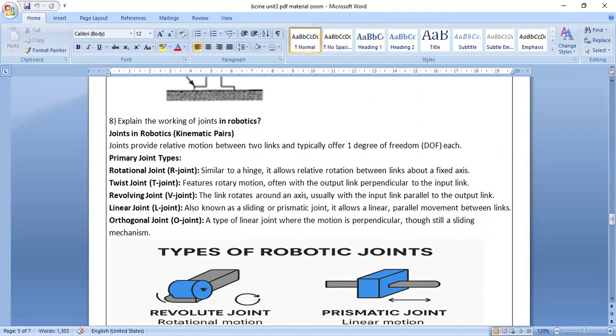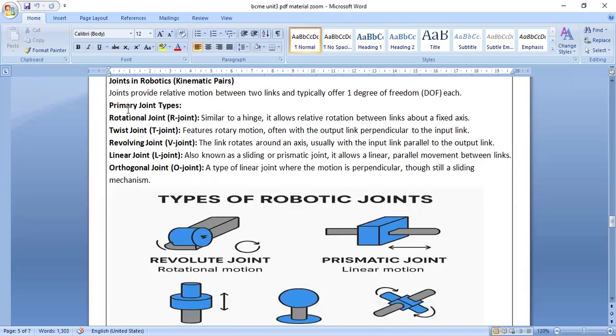Joints in robotics are kinematic pairs. Joints provide relative motion between two links and typically offer one degree of freedom. So one degree of freedom is allowed for one robot joint. For example, it can go to the front side or come back. One motion is possible: it can screw in a clockwise direction and unscrew in an anti-clockwise direction. One robot can be developed based upon that.